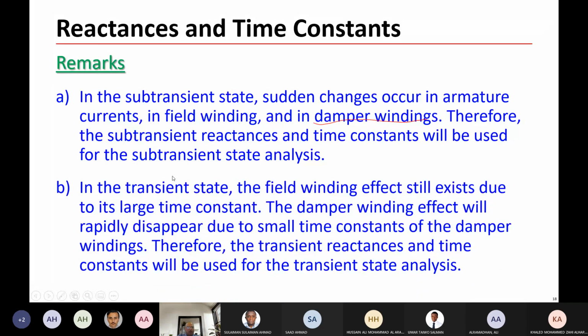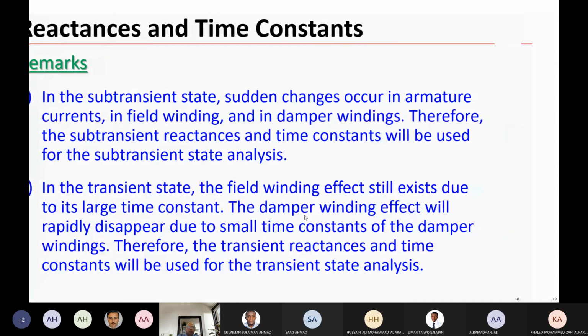In the transient period, the effect of damper winding disappears. So you have only the armature and the field winding. In the transient state, the field winding effect still exists due to its large time constant, and the damper winding effect will rapidly disappear due to small time constants of the damper winding. Therefore, the transient reactances and time constants will be used in transient state analysis.